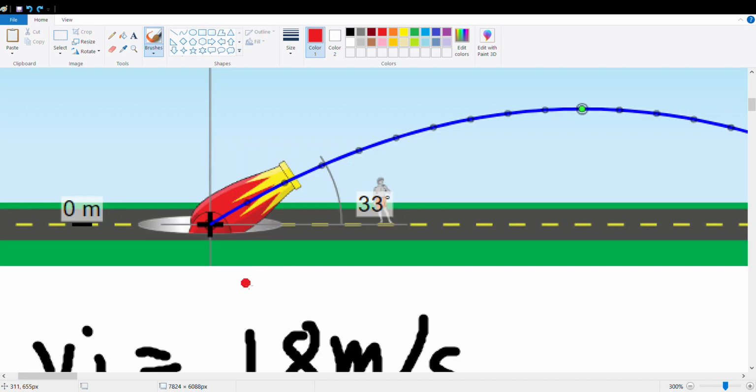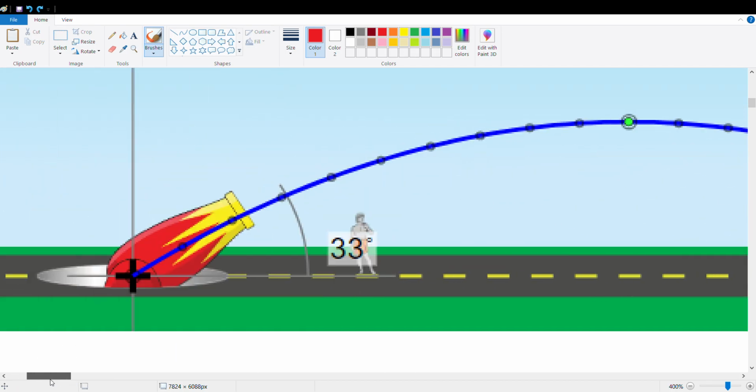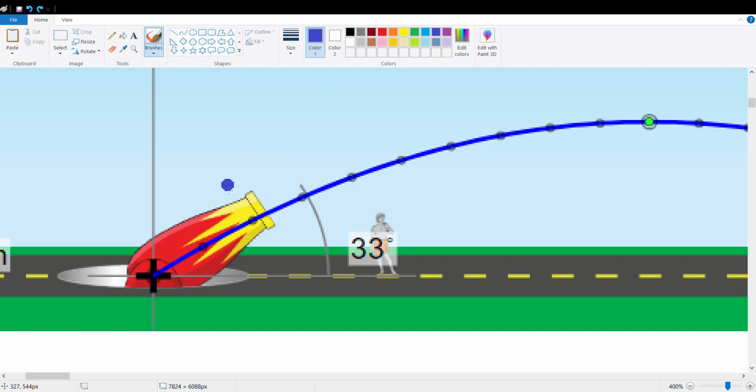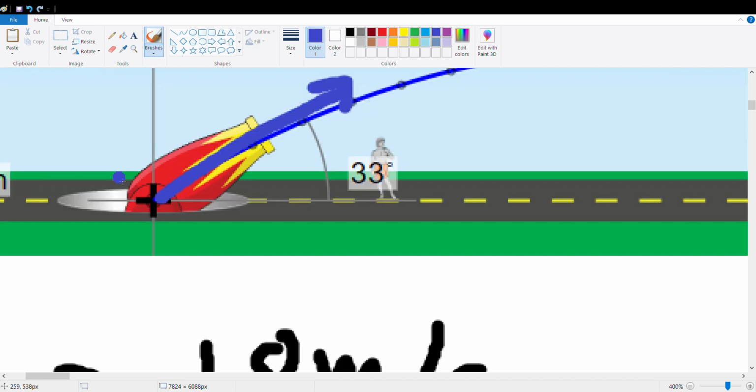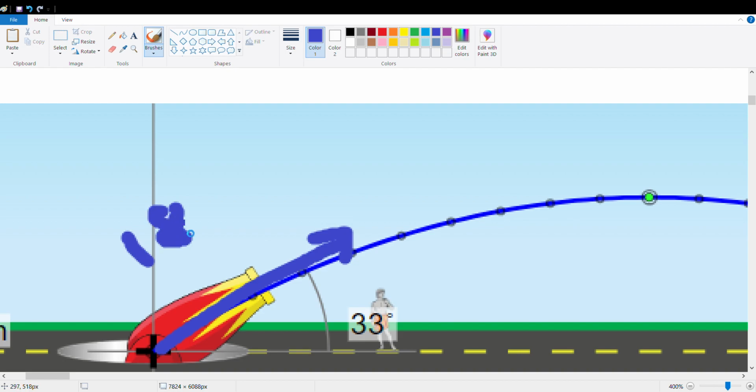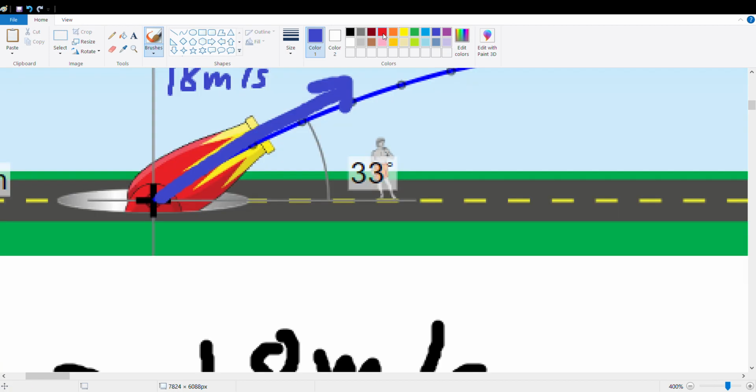Let's say this is a vector. This blue line here is a hypotenuse vector, which is 18 meters per second. And we're actually trying to find this part, and also this part, the first vector and the second vector. So what this implies is that this is the y and this is the x.